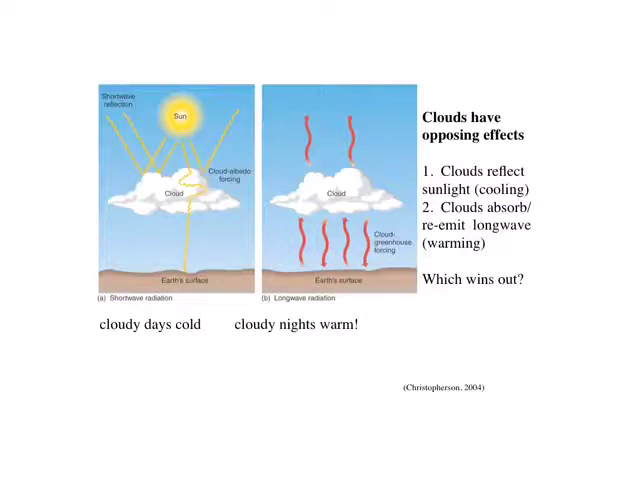These two opposing effects are also why we typically find cloudy days to be fairly cool, but cloudy nights to be pretty warm. Cloudy nights are warm because the clouds themselves are sending a lot of the heat that they absorbed back to the Earth's surface. Cloudy days are cold because the primary thing that we notice there is that the clouds are blocking a lot of incoming shortwave radiation and sending it right back out to space.